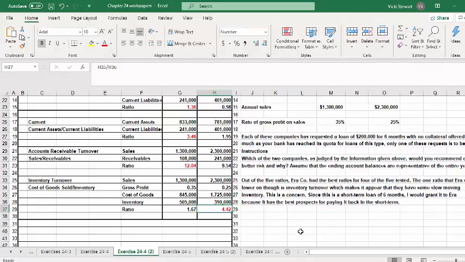But since this is a short-term loan of only 6 months, I would grant it to Era because they have the best prospects based on the information we have for paying it back in the short term. And that is the conclusion of the demonstration for exercise 24-4B.